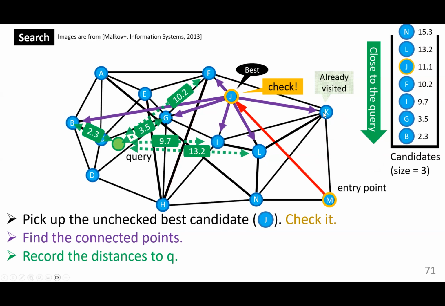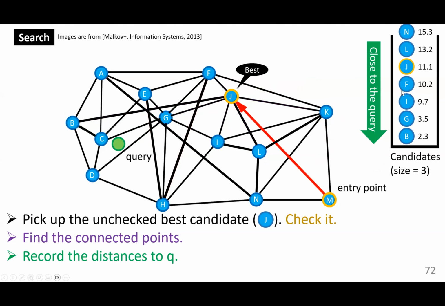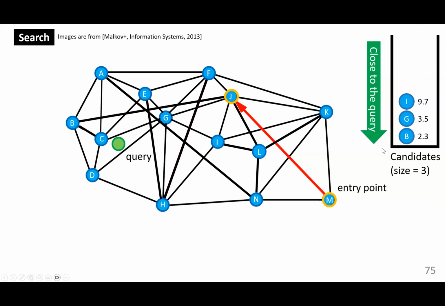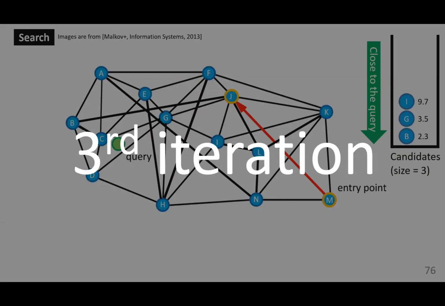Okay, then put that. So now we have a lot of candidates here. We need to delete many candidates to keep the size at 3. Okay, let's move on. Then that's done. Next is the third iteration, so we repeat the process.